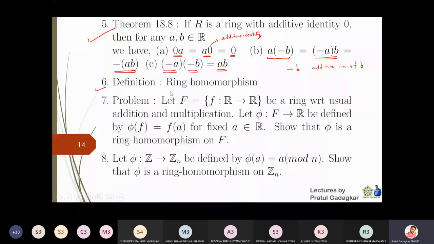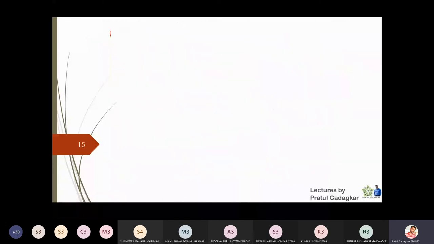So what is a ring homomorphism? All of us know what group homomorphism was: phi of A star B was equal to phi A star phi B. That was group homomorphism. In a ring you have two operations, one is addition and the other is multiplication. So suppose phi is a homomorphism between two rings, R1 with respect to addition and multiplication, and R2 with respect to some other operations, addition plus dash and multiplication dot dash.